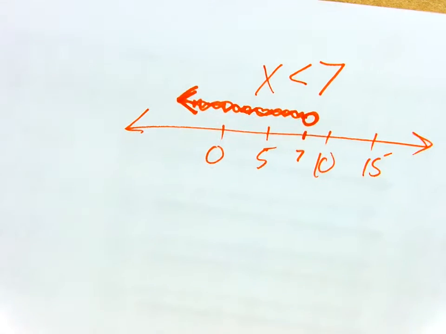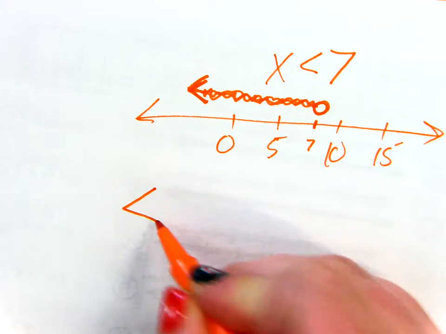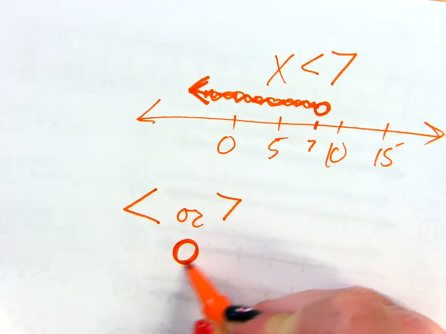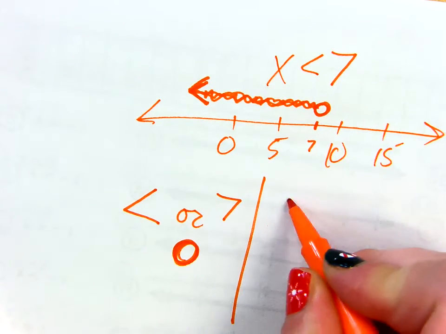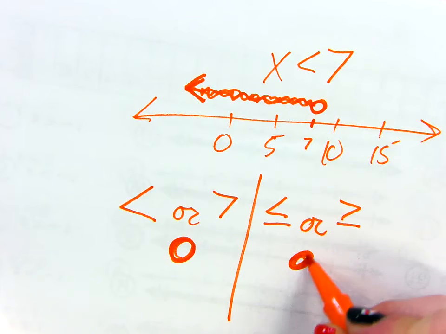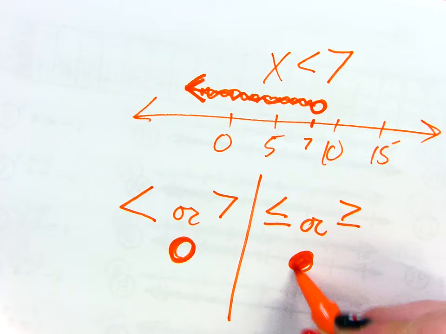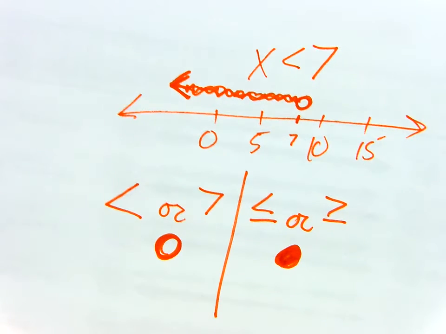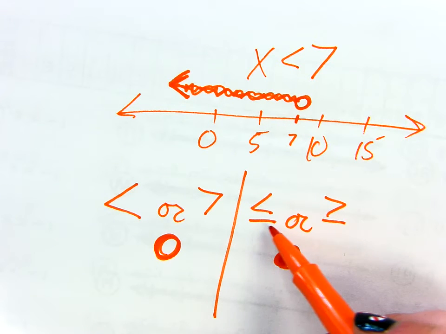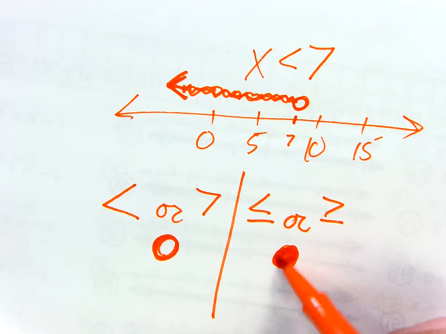So, something important that you're going to want to mark down: if you have greater than or less than, you're going to use an open circle. If you have the line underneath it, you're going to use a filled in circle. I like to remember it this way. Making this line underneath uses more ink, so I have to use more ink to fill in my circle.